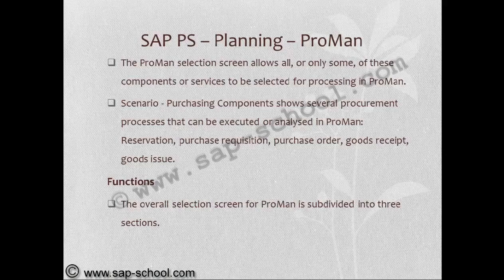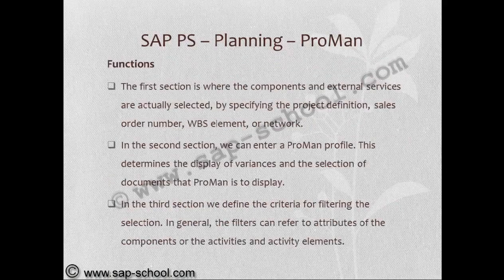The overall selection screen for Proman is subdivided into 3 sections. The first selection is where the components and external services are actually selected, by specifying the project definition, sales order number, WBS element or network. In the second selection, we can enter a Proman profile. This determines the display of variances and the selection of documents that Proman is to display. In the third selection, we define the criteria for filtering the selection.